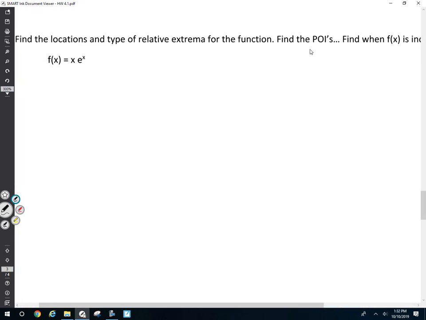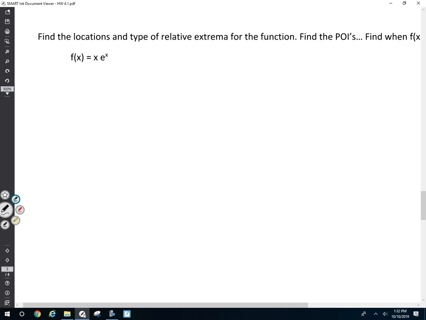What is f? Increasing concave down. Find the points of inflection. Find everything. Do it all. Okay. Negative 1. That's important. F prime. Positives, negatives. F double prime.